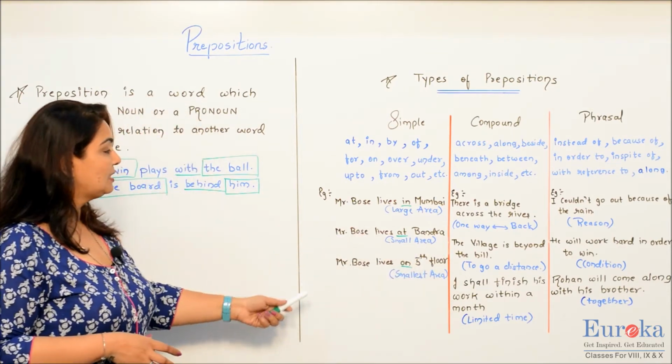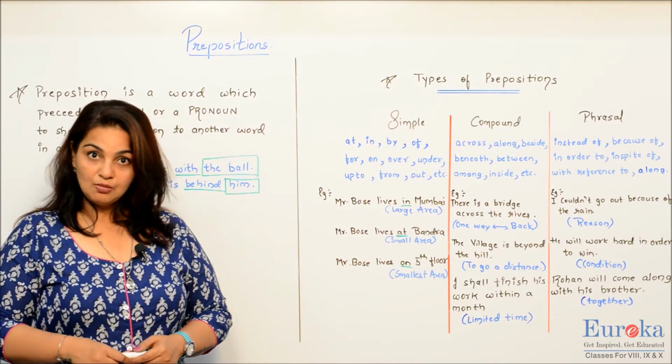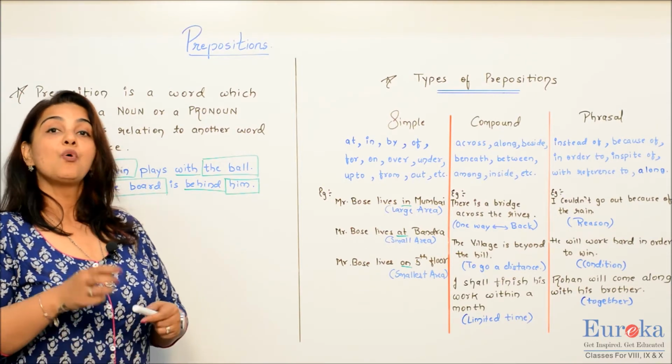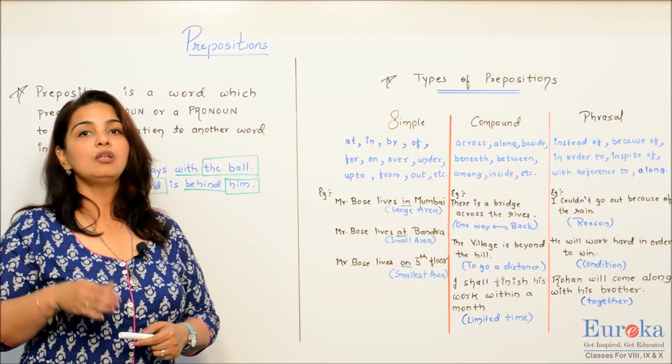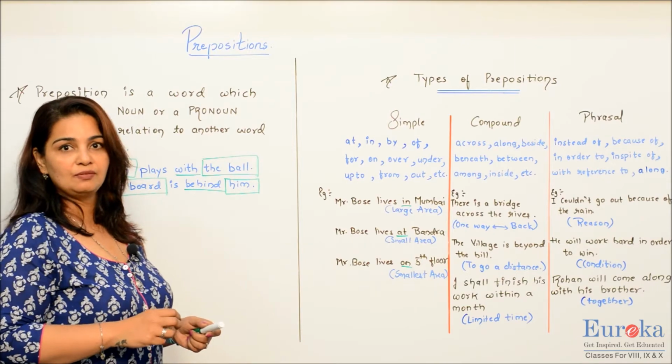The third example tells us that Mr. Bose lives on 5th floor. The smallest area giving us the specific location where Mr. Bose lives. That is, he lives on the 5th floor. Tells us his exact position.